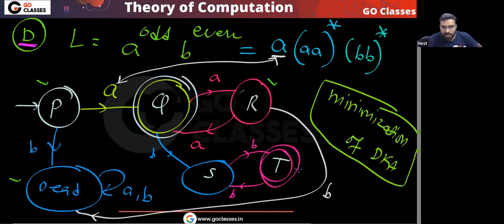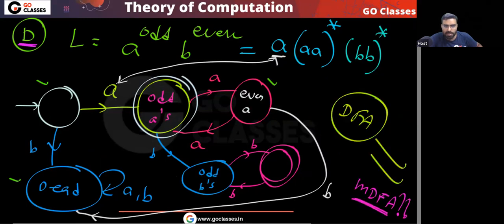See, one more thing. In this state T, if A comes, you will go to the dead state. In this state S also, if A comes, you will go to the dead state, because after B, if A comes, you will go to the dead state. So remember this point: in this state, if A comes, you will go to the dead state, and in this state, if A comes, you will go to the dead state.